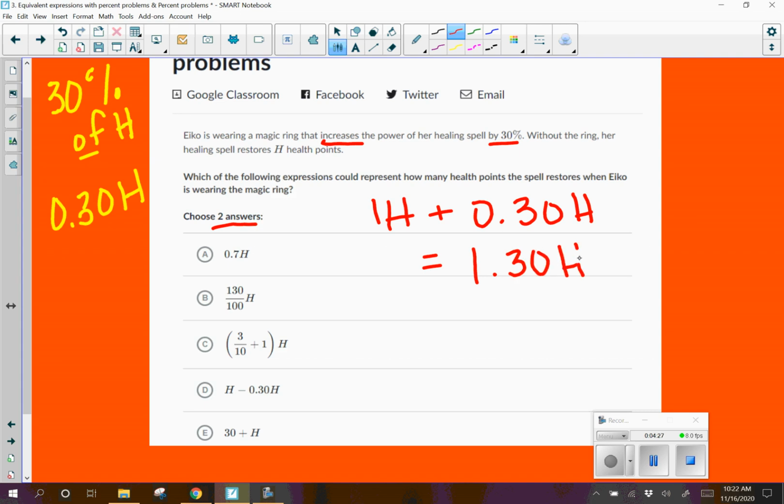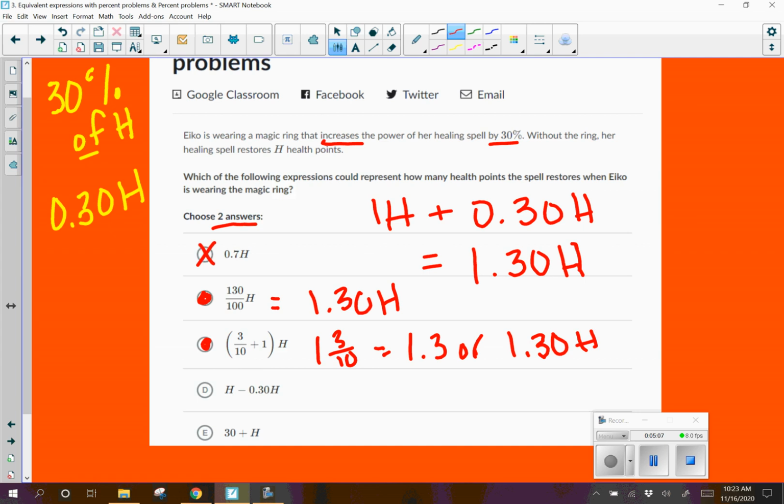So we're looking for an answer of 1.30H. Obviously it's not A because they're subtracting, and we want to increase it, which means we're adding. If I divide 130 by 100, if I scoot in 2 decimal places, that leaves me with 1.30H, which is exactly what we're looking for. So B is correct. And then here, if I add 1 plus 3/10, well, 1 and 3/10 is equivalent to 1.3, or 1.30H. So in this case, C is correct.